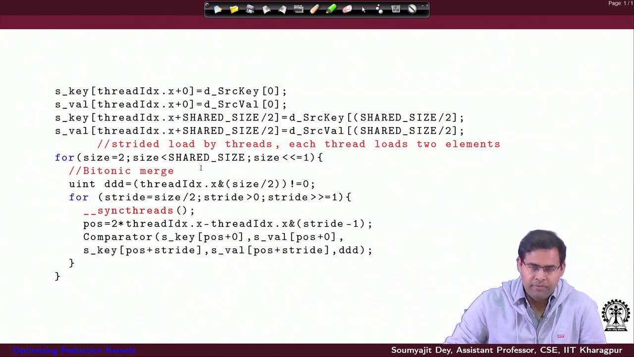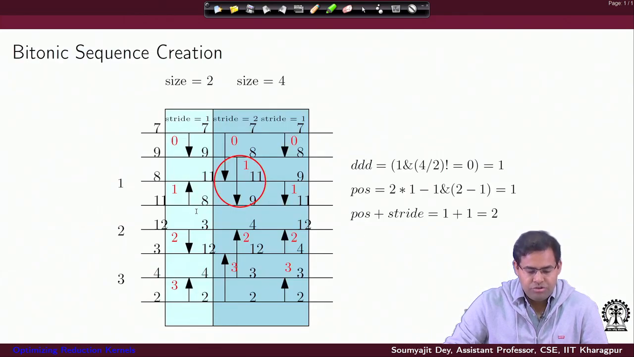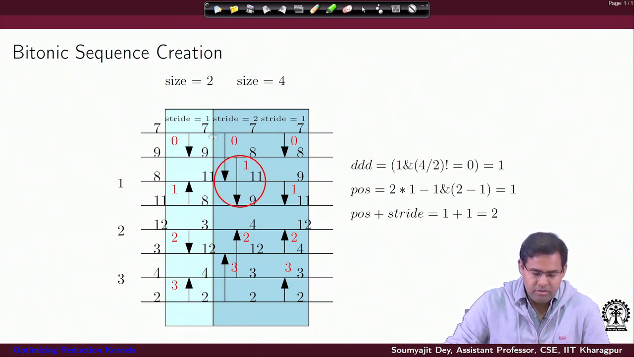Overall, of course, the lecture slides will be with you. If you take a closer look, you will find, as we have discussed many times earlier, each thread is loading two values into the shared memory at an offset of shared size by 2. Then each thread gets into this loop cascade. In each stage of the loops, the outer loop is controlling the iterations over size values, and the inner loop is controlling the number of strides for a specific size value, and that defines the per-thread activity. So, for the thread with ID 0, this is the activity.